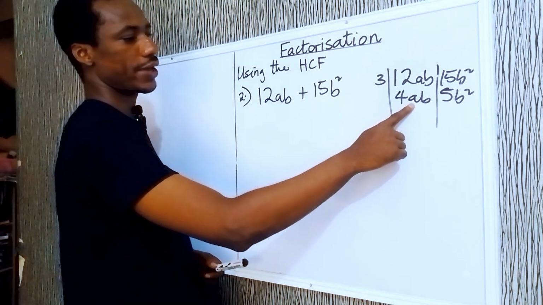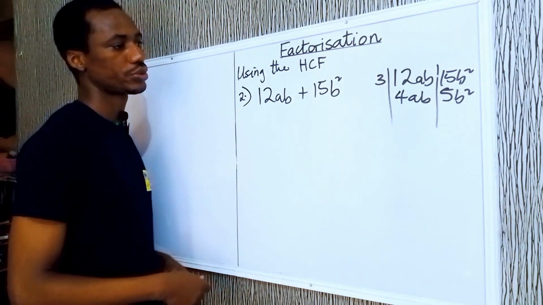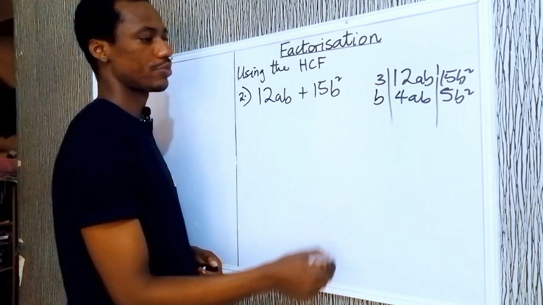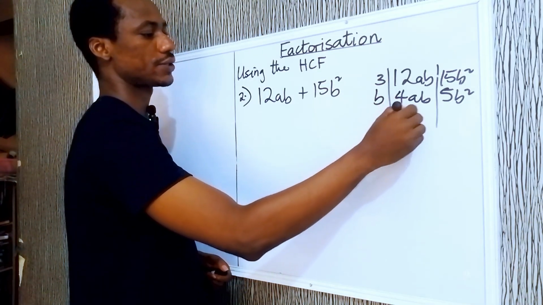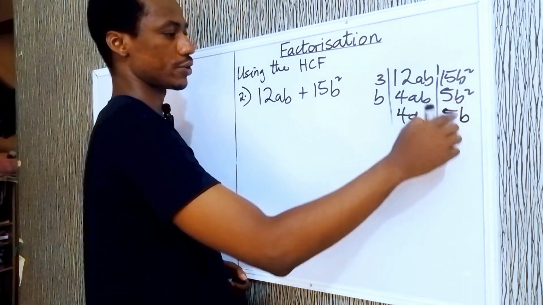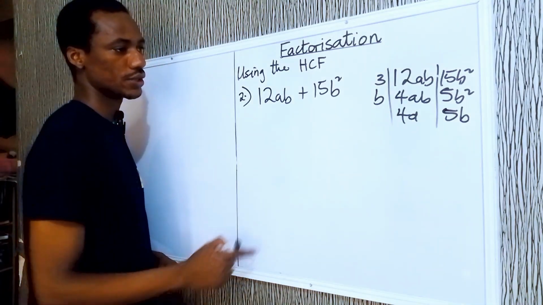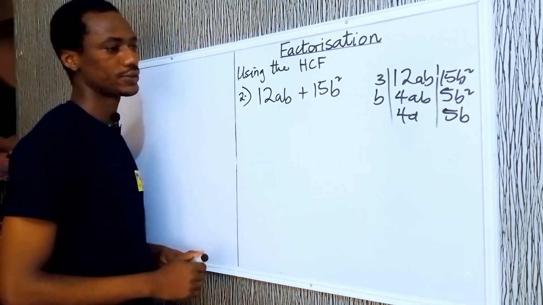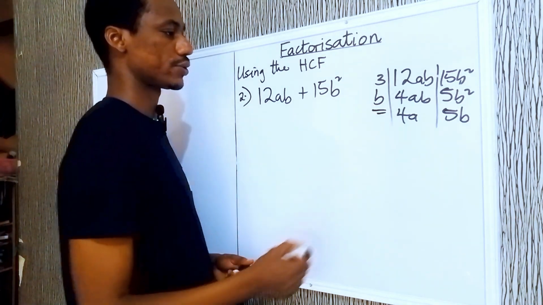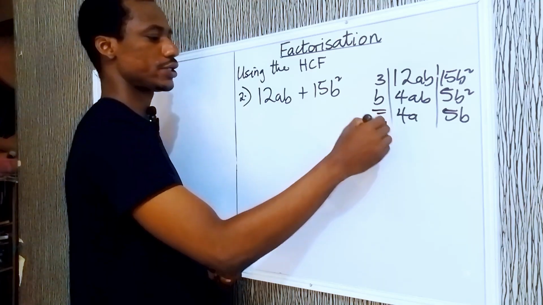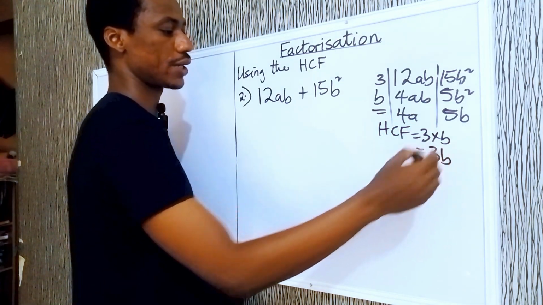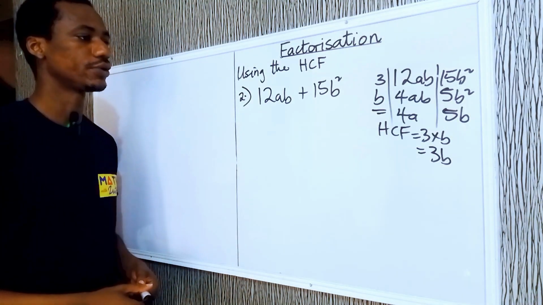Okay, so A, do we have A here? No. But we have B and B, right? So let's factor out B. If we factor out B, we are left with 4A. And then if we factor out B here, remember, we are left with 5B, because this is B times B. We only take 1, and then we have 1B left. Looking at 4A and 5B, no common factor. So that means our HCF will be 3 times B, which is 3B. That's our HCF, 3B.